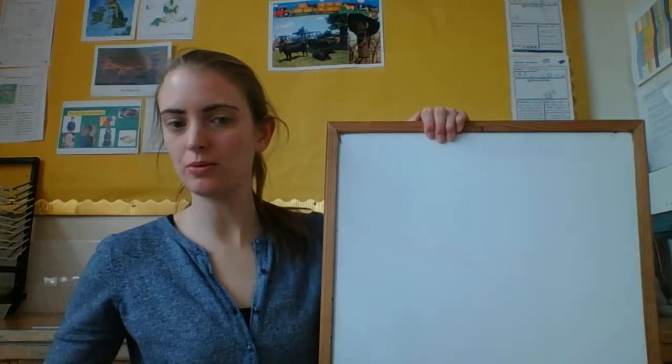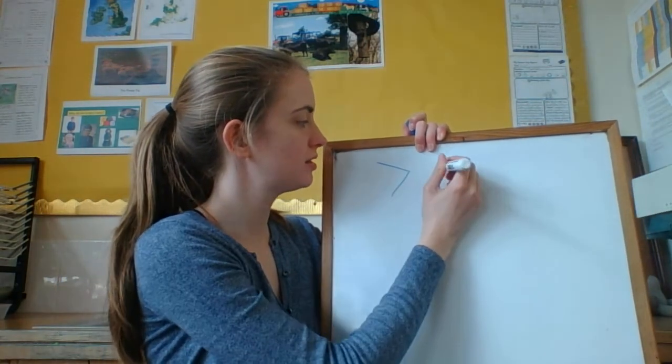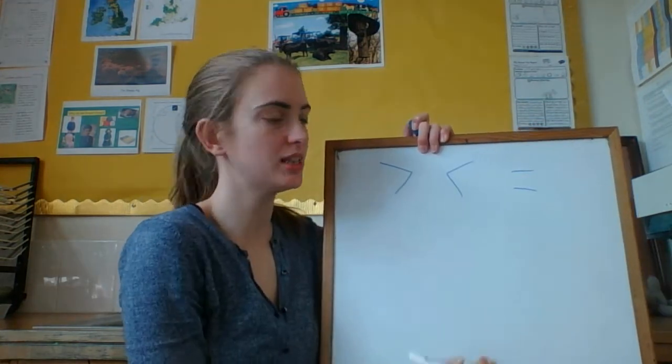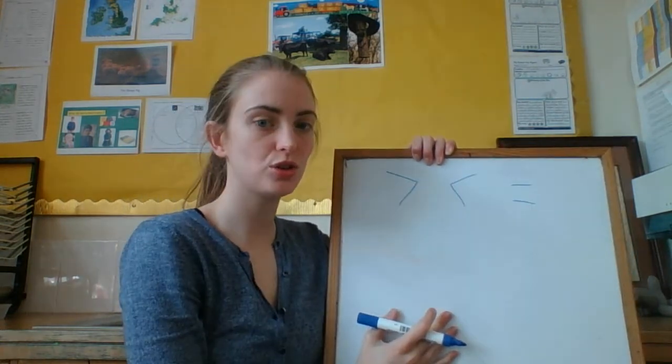So, first thing we need to do is recap the comparing symbols. So, this one, this one, this one. I'm sure you remember looking at these. So when we use these to compare two numbers.